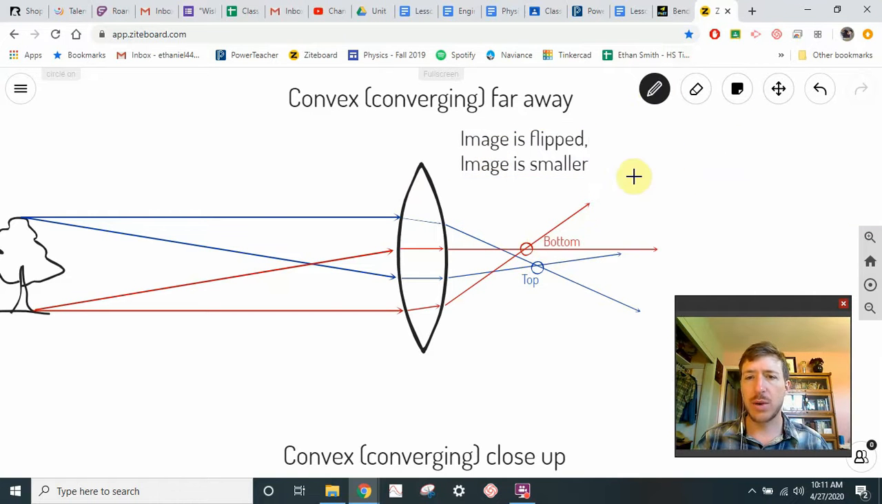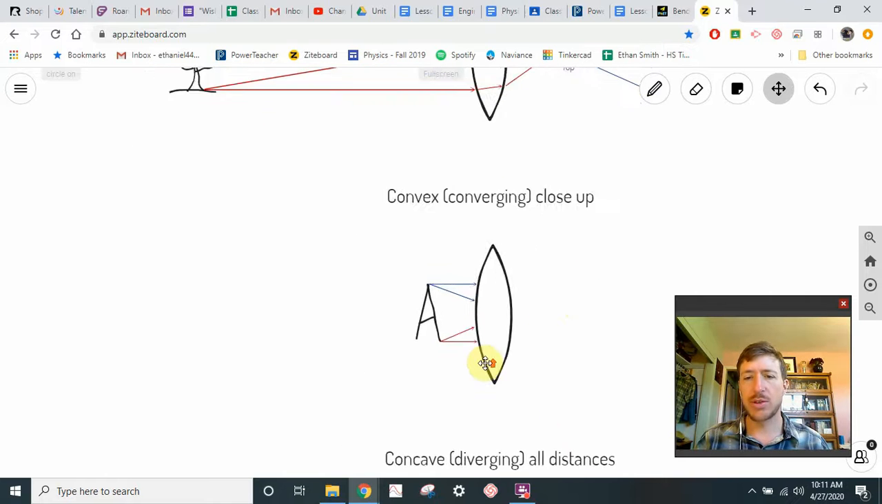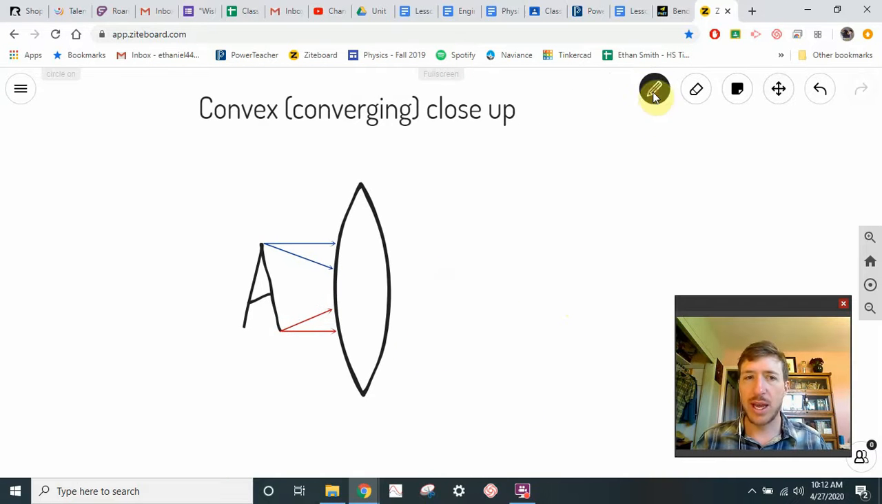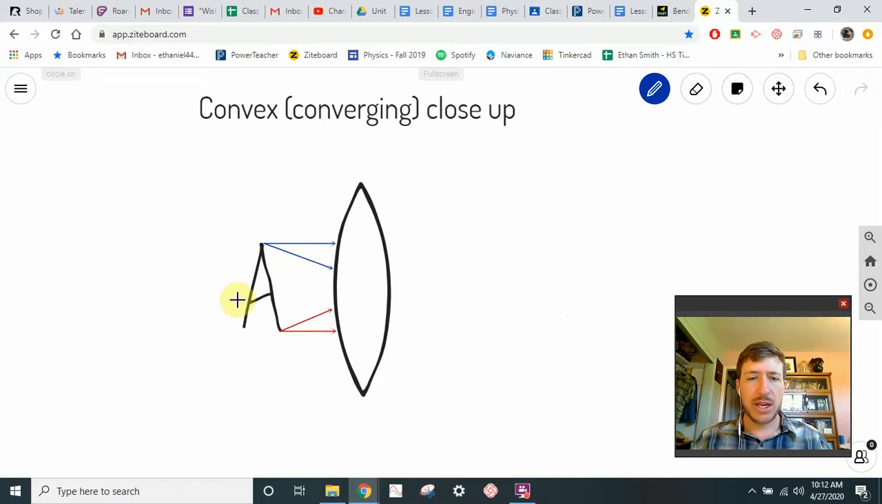So those are the big takeaways. Now, if we look at the convex or the converging lens close up and we draw the ray diagram as best as we possibly can. Once again, here I have a letter A and it's up close. So we see I've got a line coming from here and a line coming from here.